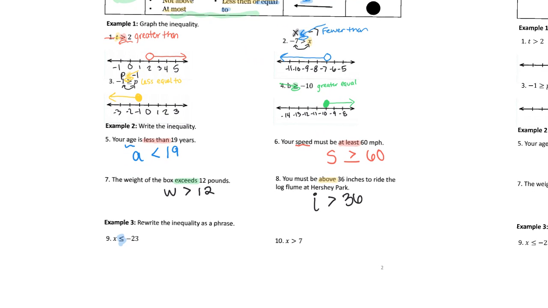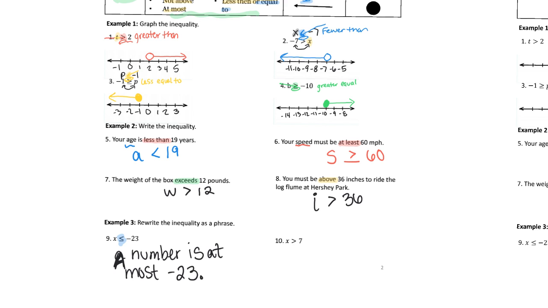I'm going to use at most a number because we don't know what that variable is. A number is at most -23. You're going to make sure your sentence makes sense. We should also probably capitalize our sentence. A number is at most -23.